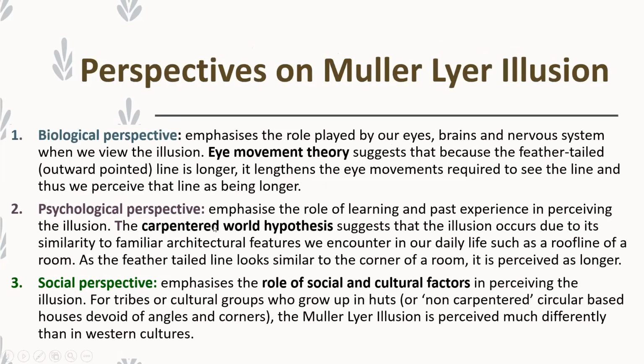So there are some perspectives now. We've understood the main reason why people believe the second line is longer: if the arrow points outward, it makes the line look a bit longer than it actually is. But we can also look at the biological perspective, the psychological perspective, and the social perspective. The biological perspective suggests that when we look at a line that is pointing outwards, and I'll just draw this up, there's something with our eye movements that tricks our brains into thinking that line is longer.